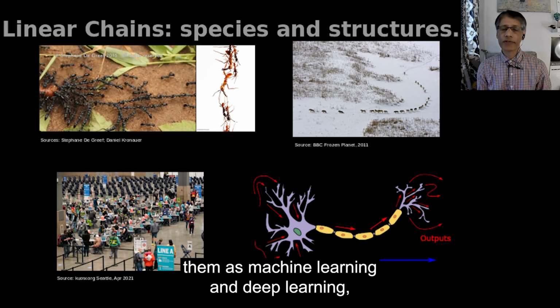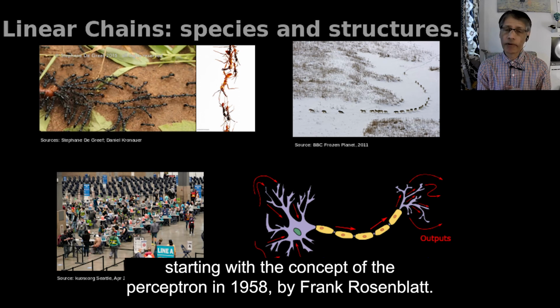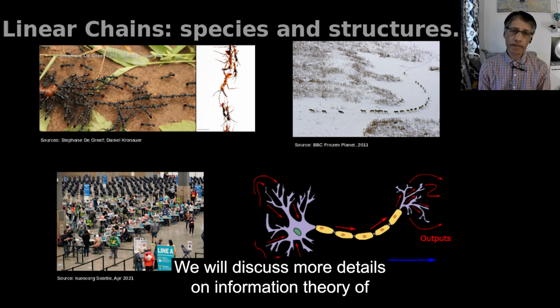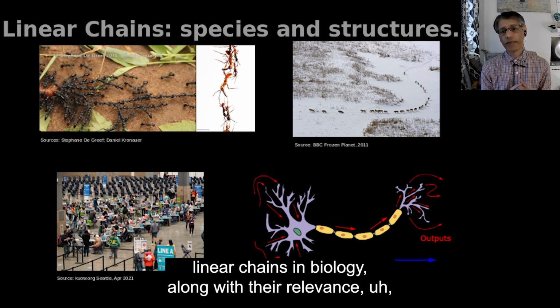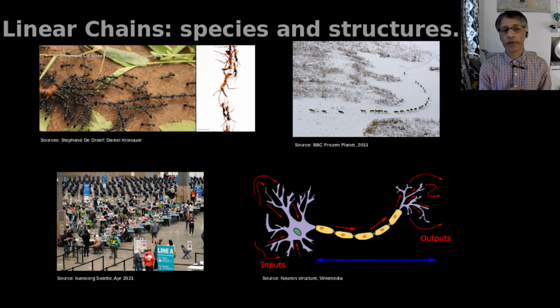You know them as machine learning and deep learning, starting with the concept of the perceptron in 1958 by Frank Rosenblatt. We will discuss more details on the information theory of linear chains in biology, along with their relevance to design thinking specifically in cybersecurity in the next episode.